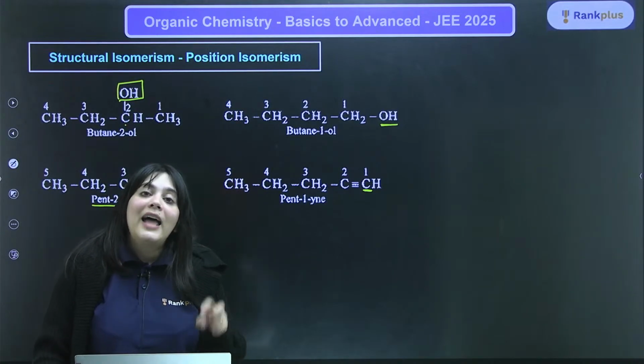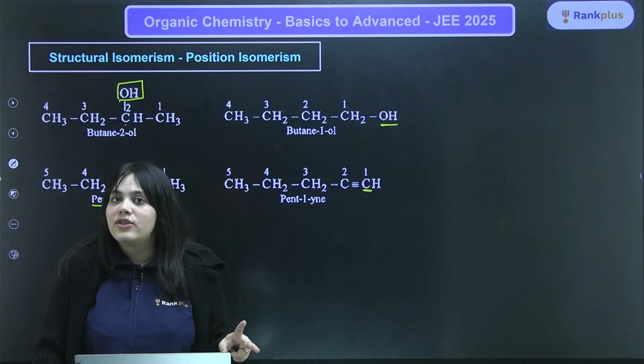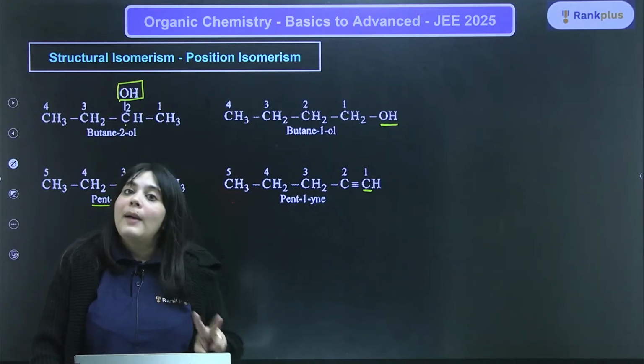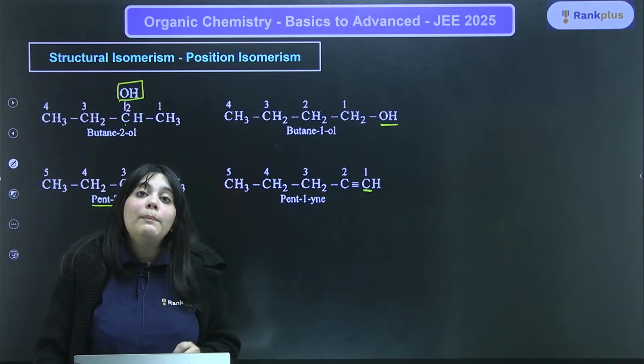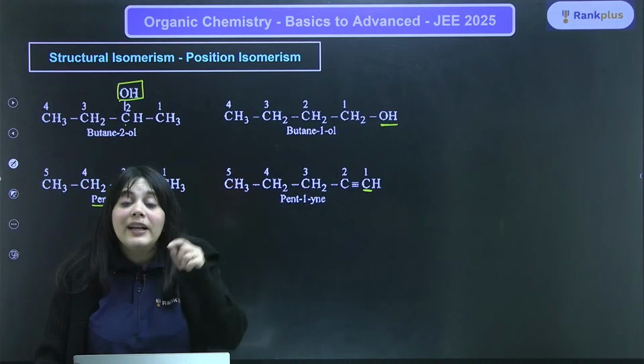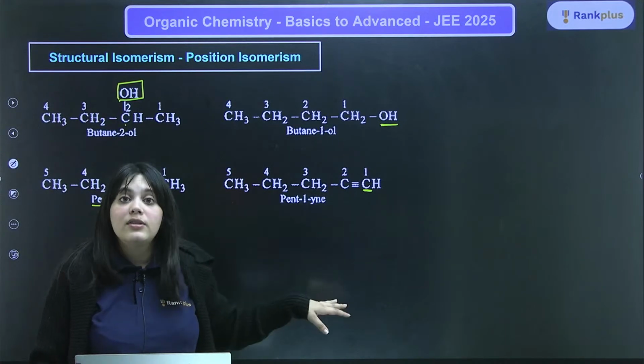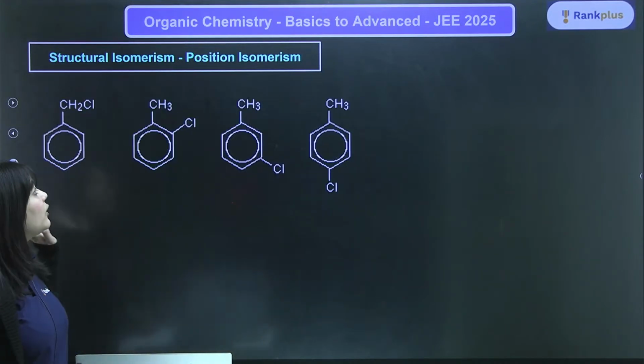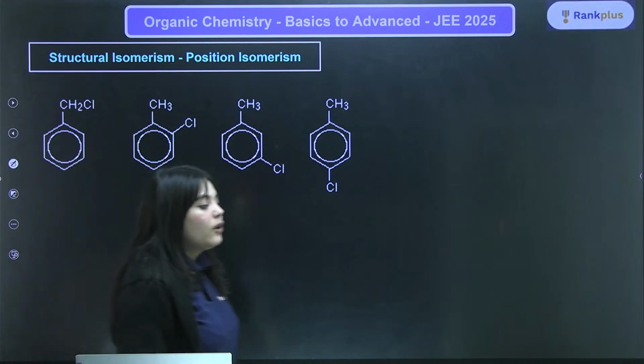Haloalkanes and haloarenes have already been done in this chapter by Nabamita ma'am. You should definitely watch that. GOC part 1 has also been done. Definitely watch that and then come back to this video. Now I'm going to do another example of position isomers.